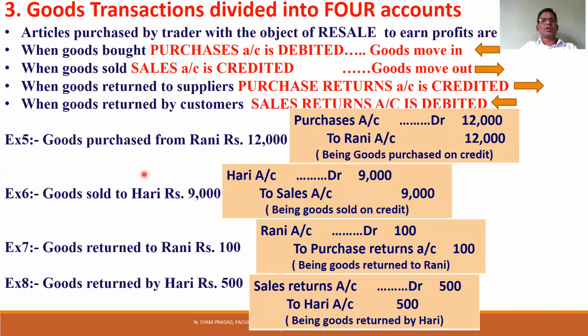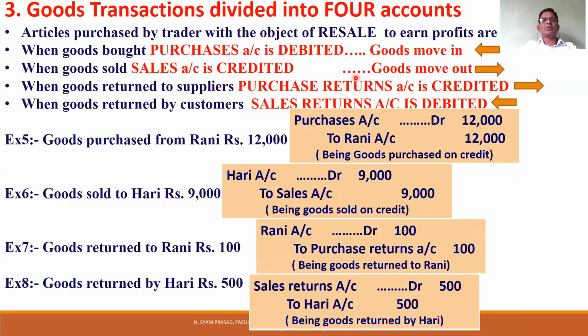When goods are bought, when goods are purchased, the purchase account is debited. When goods are sold, the sales account is credited. When goods are returned to the suppliers from whom we purchased, the purchase returns account is credited. When goods are returned by customers to us, the sales returns account is debited. So the movement of goods is of four types in a business. When we purchase, goods move in. When goods move in, it is not the goods account but the purchase account that is debited.